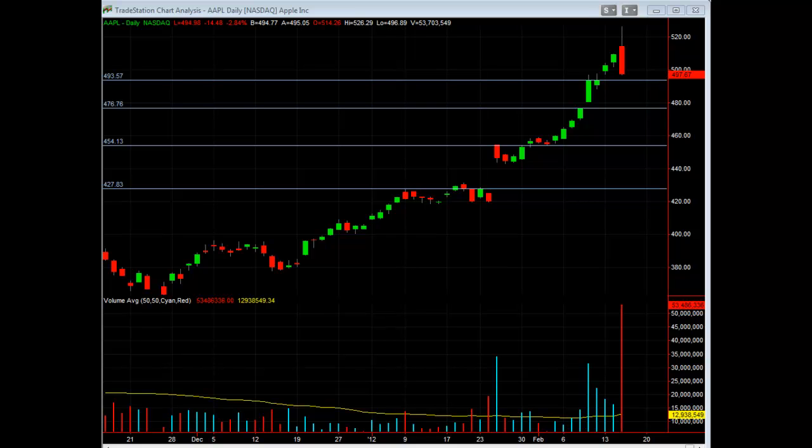Wanted to go through and show you a textbook example of a key reversal day. Today, if you've been following Apple, it's been on an absolute tear, like a parabolic move up. Every day, just incredible moves. But today, it had what you call a key reversal day.